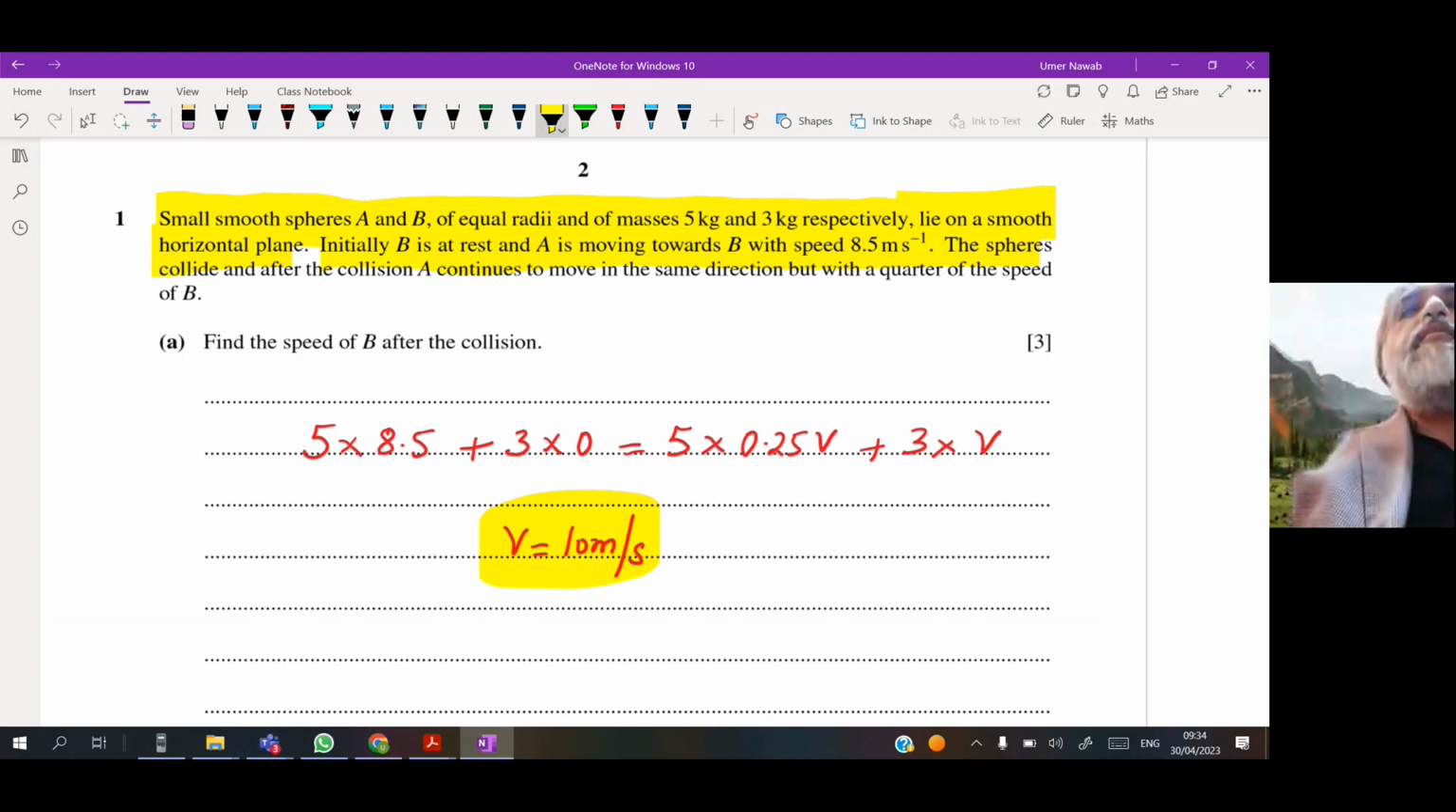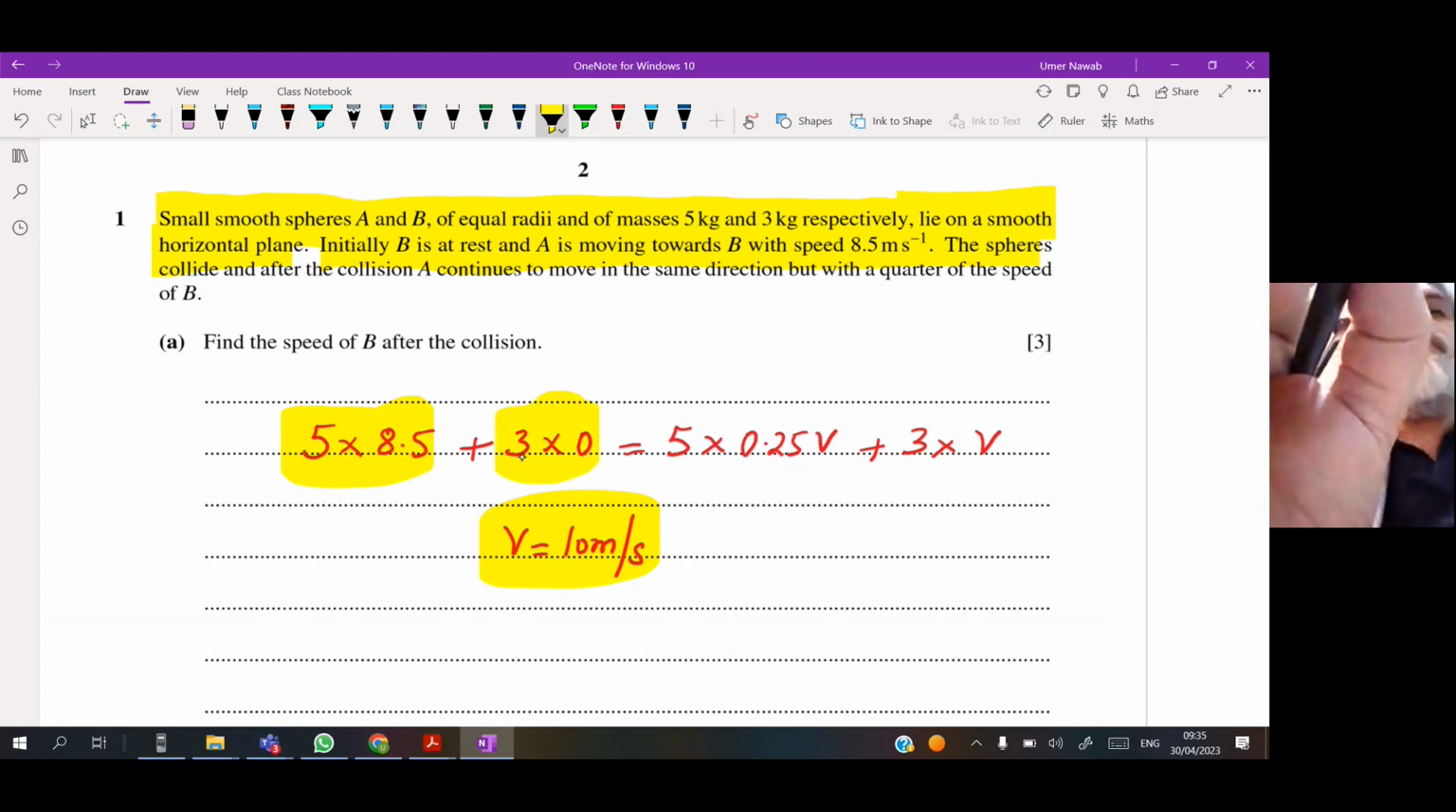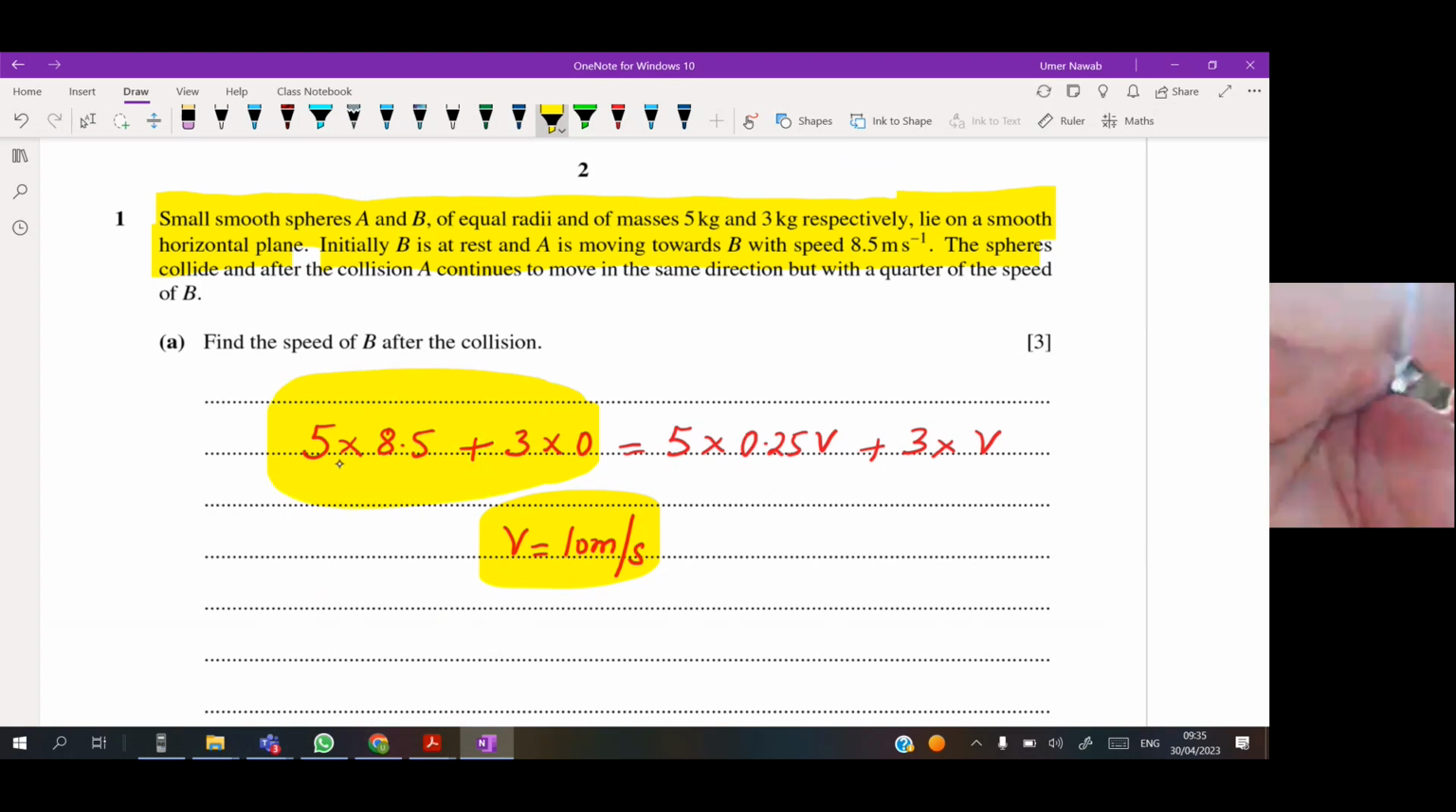So what is the momentum of particle A? The mass is 5 and the speed is 8.5. And what is the momentum of B? It has a mass 3, but it is in the state of rest, so I have taken speed 0. So the total momentum before the collision is 5 times 8.5 plus 3 times 0.